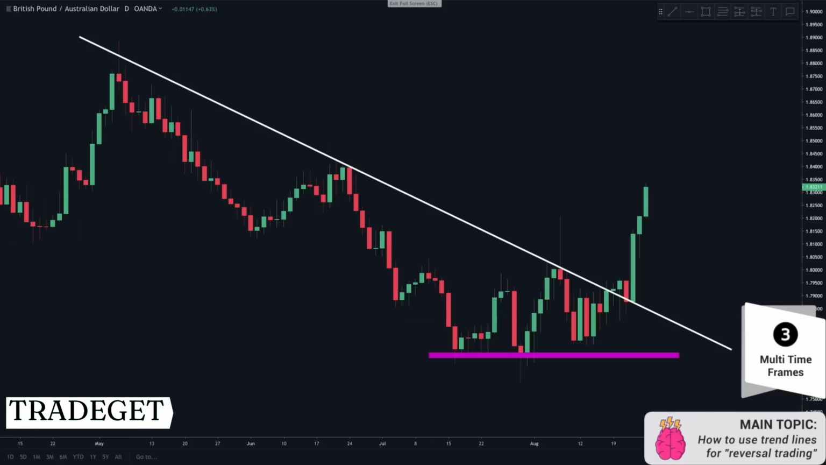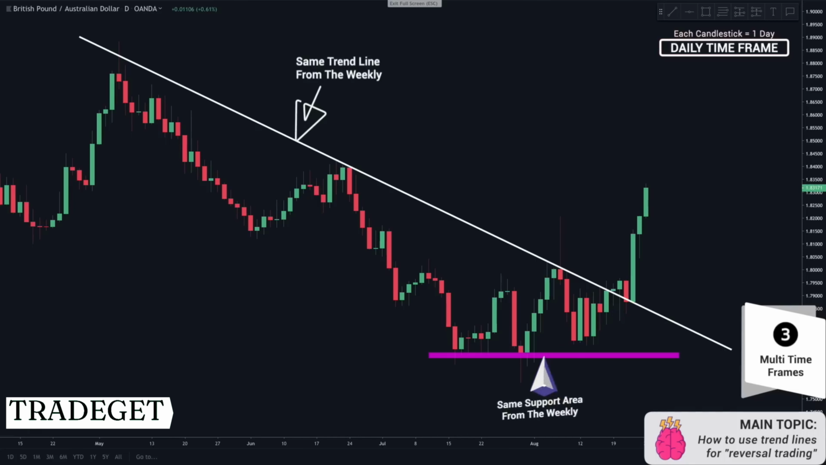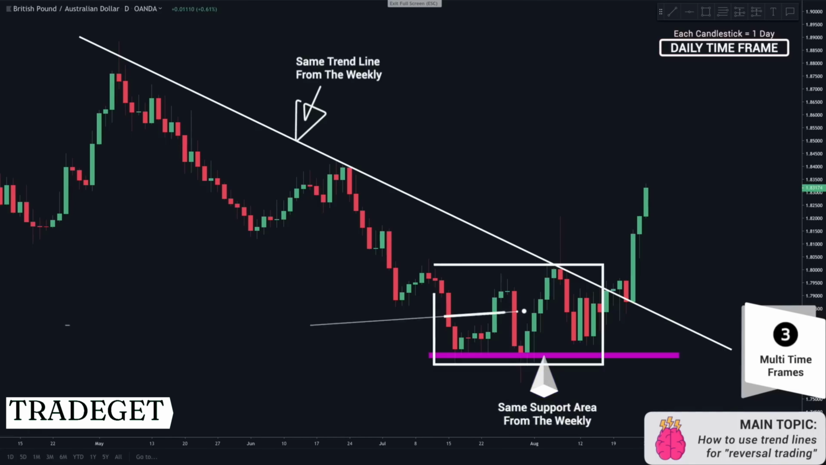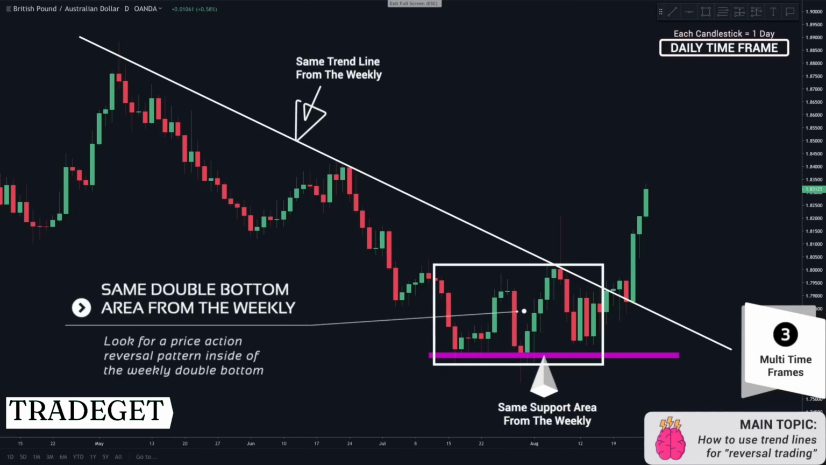and look for a trend change price movement. So here on the daily, you have your same trend line from the weekly and your same area of support from the weekly. Here is where the double bottom occurred on the weekly time frame. And again, we see a lot more detail on this daily time frame. So again, in order to confirm the weekly double bottom reversal pattern, you want to also look for bullish price action that shows a trend change from a downtrend to an uptrend on this time frame. And you got this through the following things.